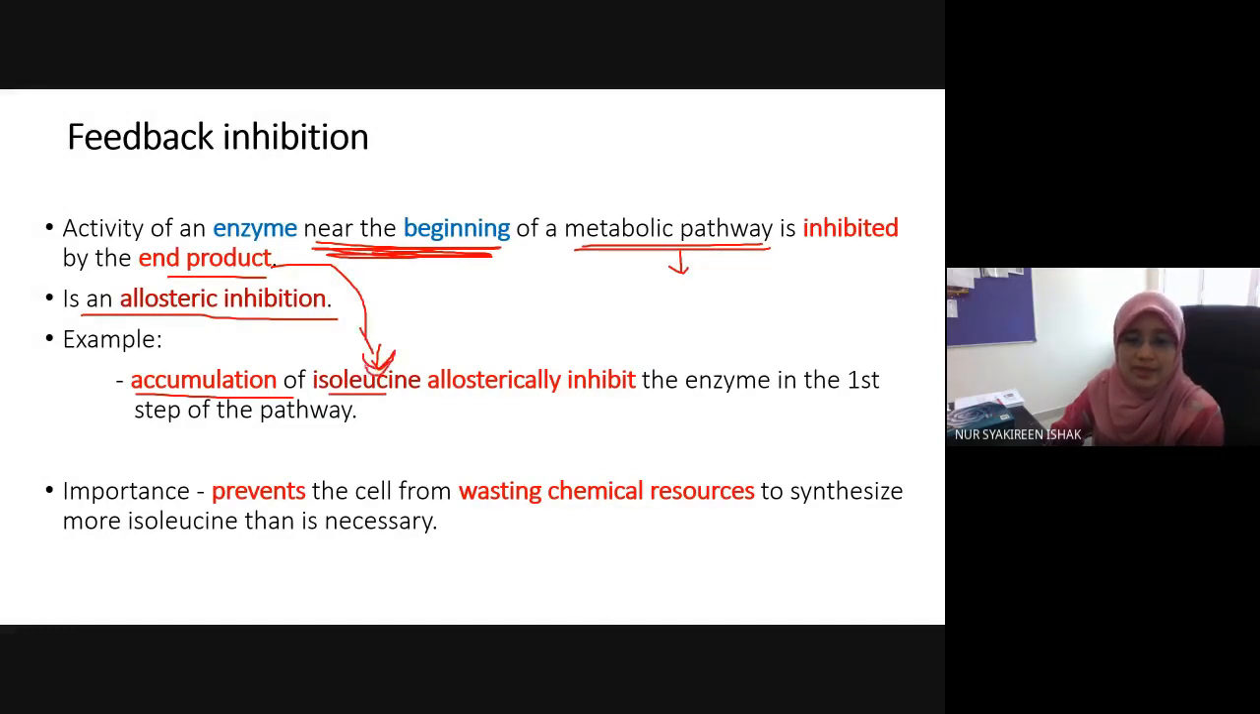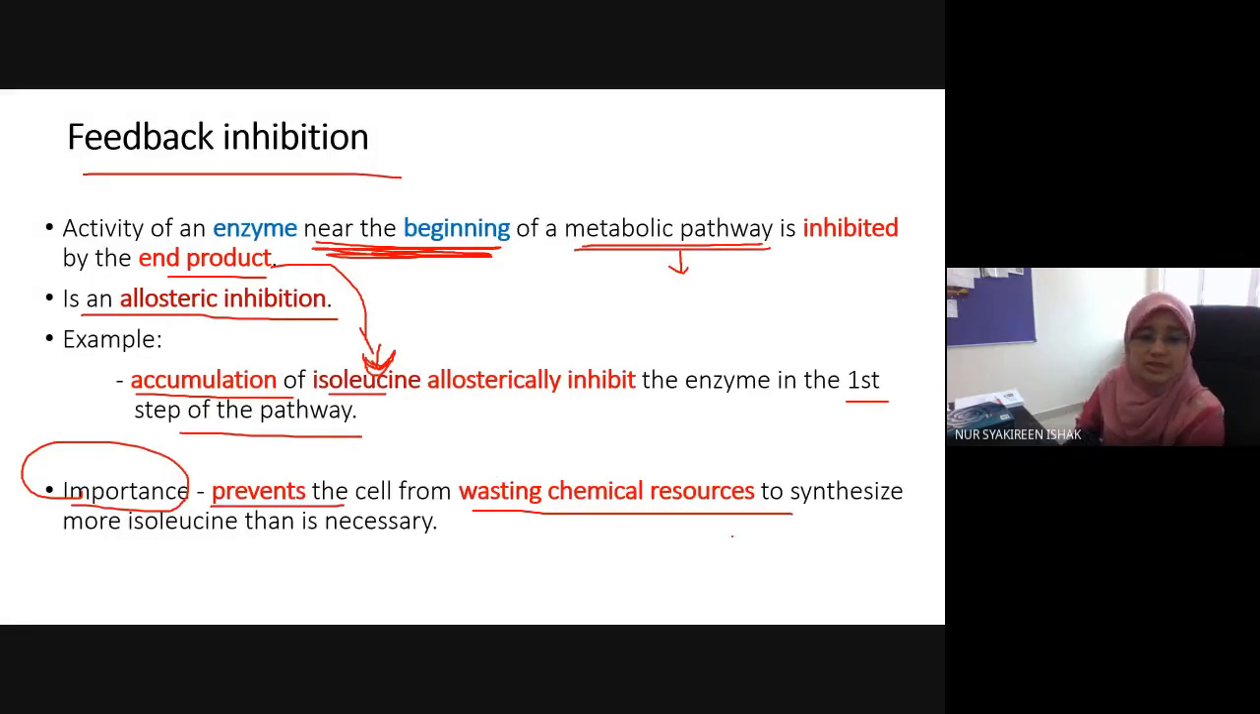So the production of isoleucine will increase and cause isoleucine to accumulate. Once isoleucine binds to the first enzyme, it causes the whole reaction to stop for a while. So accumulation of isoleucine allosterically inhibits the enzyme in the first step of the pathway. What is the significance of feedback inhibition? It is to prevent the cell from wasting chemical resources to synthesize more isoleucine than is necessary. Meaning when the cell has produced enough of the product, it uses the product up first, and only then starts to synthesize more of the end product later.